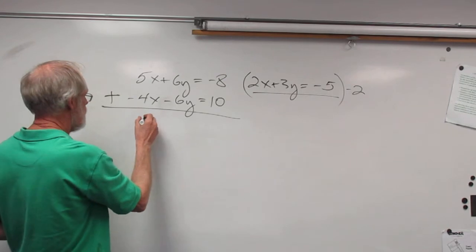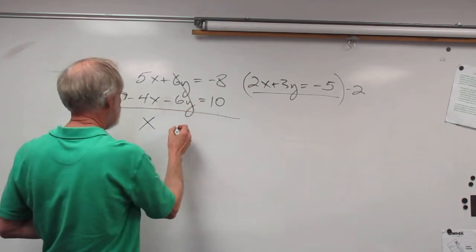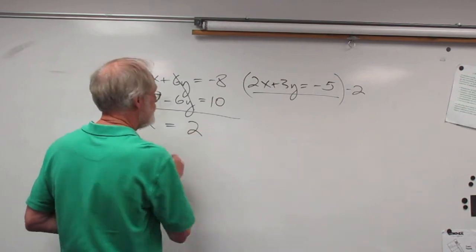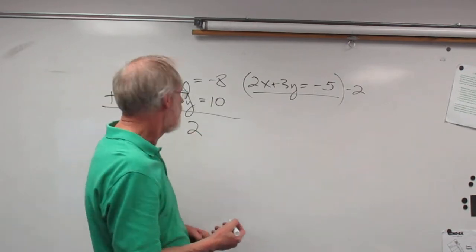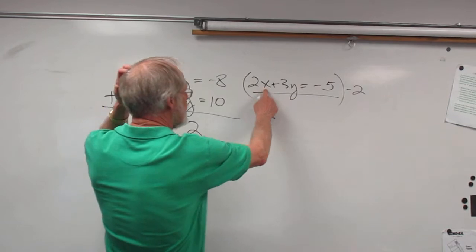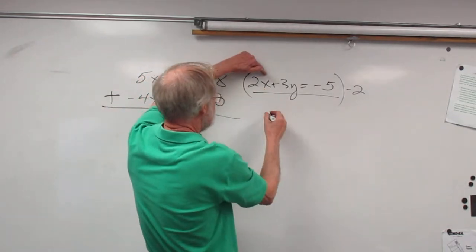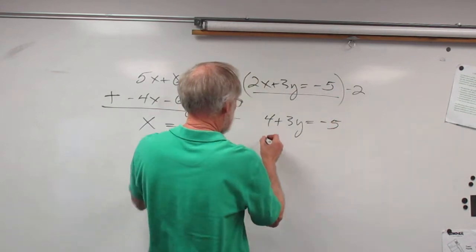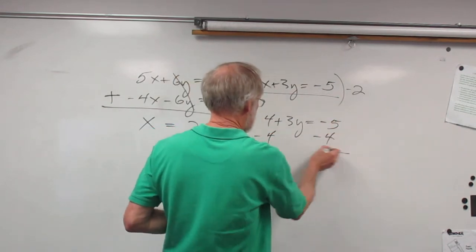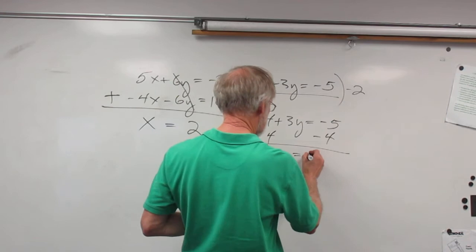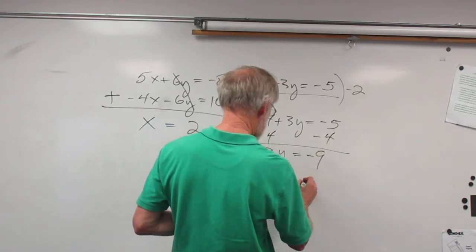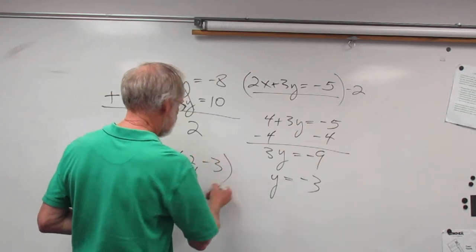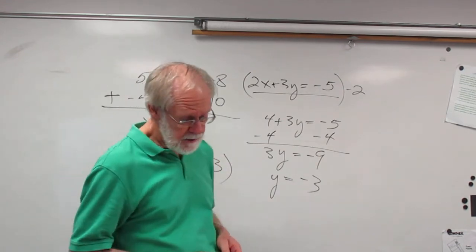Now, this is adding these two equations together. 5x plus negative 4x is x. Those cancel. Equals negative 10. Negative 8 plus 10 is 2. X equals 2. All right, take that value, put it back in here. I get 2 times 2 is 4, plus 3y equals negative 5, minus 4. I get 3y equals negative 9, or y equals negative 3. So the point of intersection is 2, negative 3. All right?